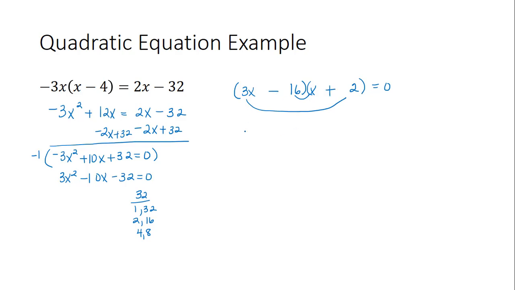Then we set each of those factors equal to 0, so we have 3x minus 16 equals 0, or x plus 2 is equal to 0. Solving these equations, 3x is equal to 16, or x is 16 thirds. X plus 2 equals 0. By subtracting 2, we get x is equal to negative 2. So the solution set of this equation is a set containing negative 2 and 16 thirds.